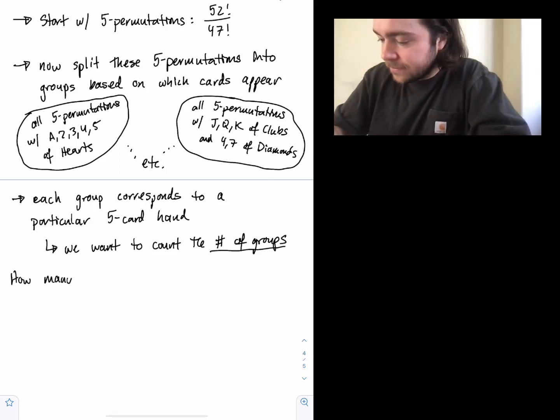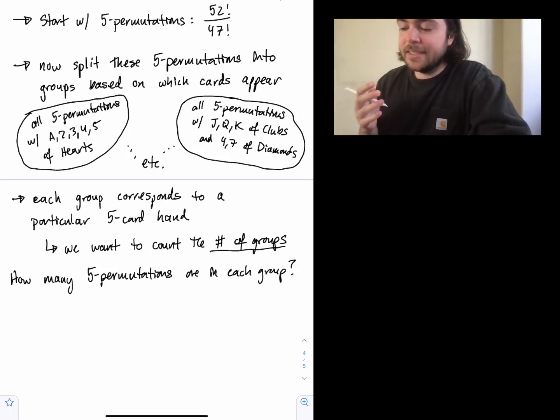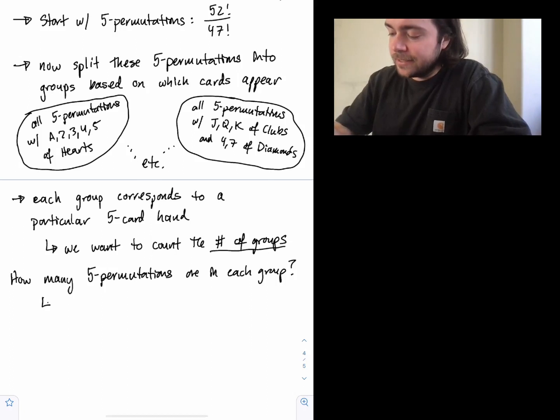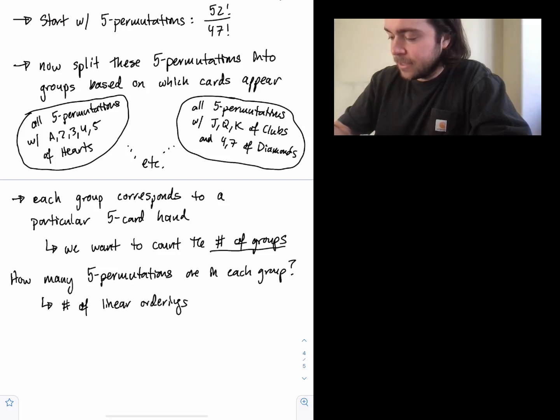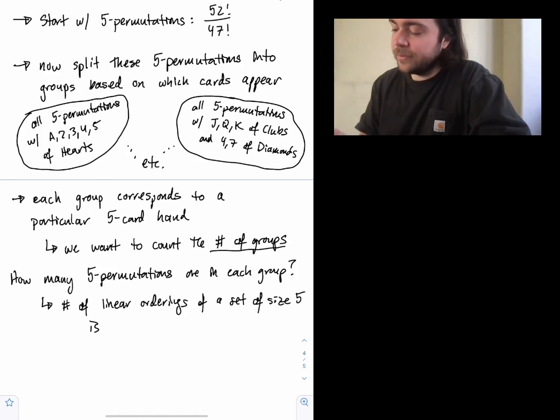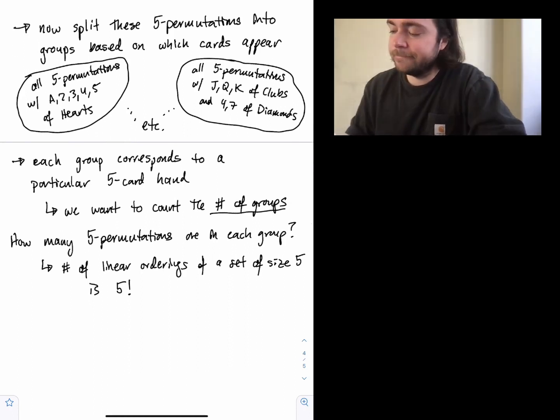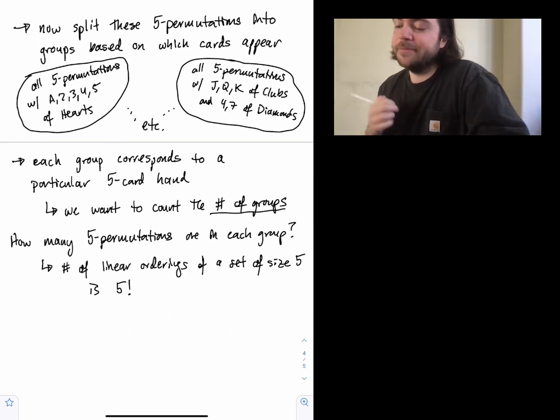So that's our question. How many 5 permutations are in each group? Well, each group just has the same 5 cards rearranged in some way. So that's just the number of linear orderings of a set of size 5. The number of permutations of a set of size 5. And we know what that is. The number of linear orderings of a set of size 5 is just 5 factorial. We already did that. So each one of these groups has 5 factorial 5 permutations in them.